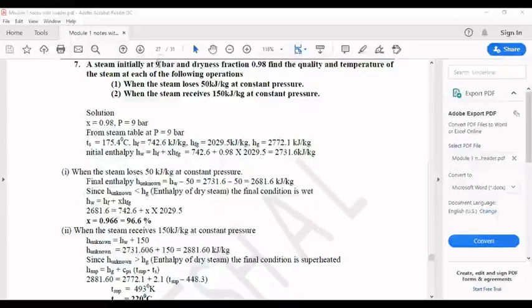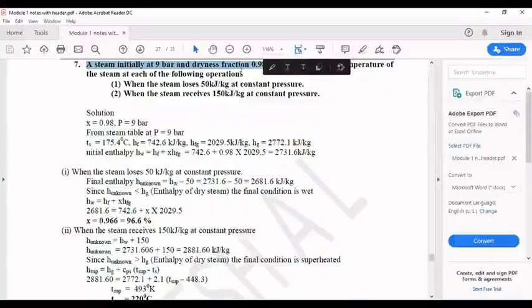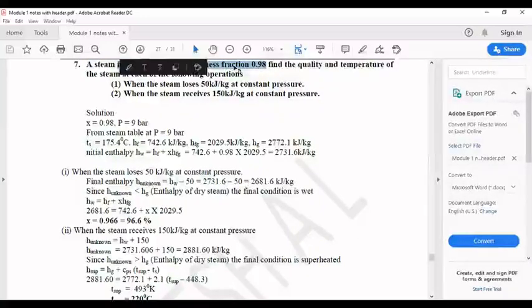a steam initially at 9 bar. The pressure is given as 9 bar, so you should refer to the pressure based steam table. In that you should get all the parameters whatever is required. Then the dryness fraction is given as 0.98. It means that it is a wet steam, because with a dryness fraction of 0.98, the remaining 0.02 is the wetness fraction. So this is a wet steam. That is how you identify which type of steam it is.